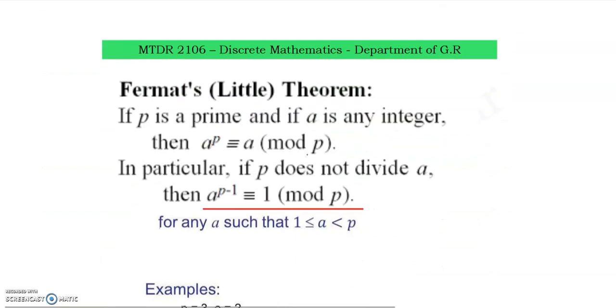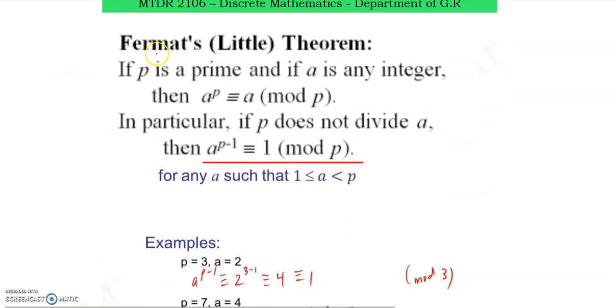That's it. Now you see Fermat's little theorem. What it says is, if p is a prime and a is any integer, then a to the power p is congruent to a modulo p. In particular, if p does not divide a, then a to the power p minus 1 is congruent to 1 modulo p, where a varies from 1 to p, which means 1 less than or equal to a less than p.